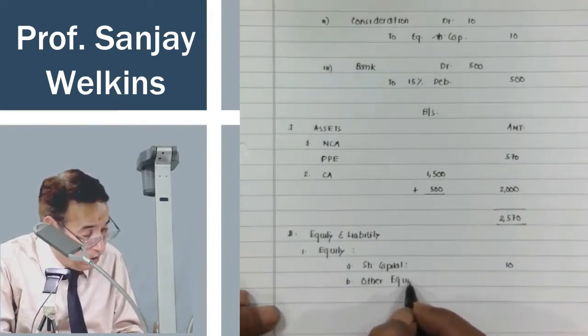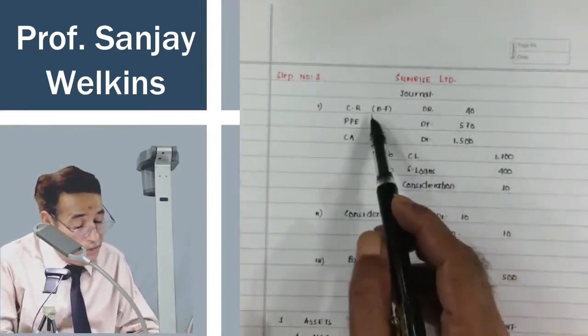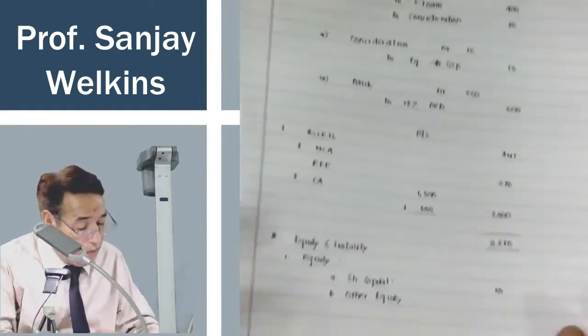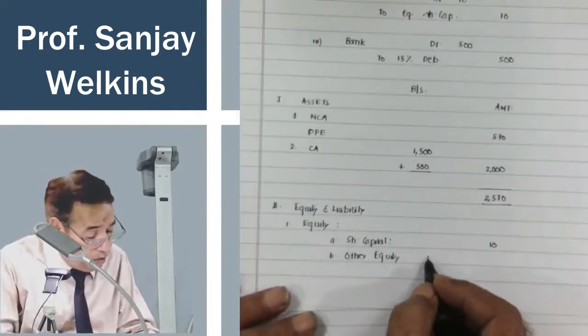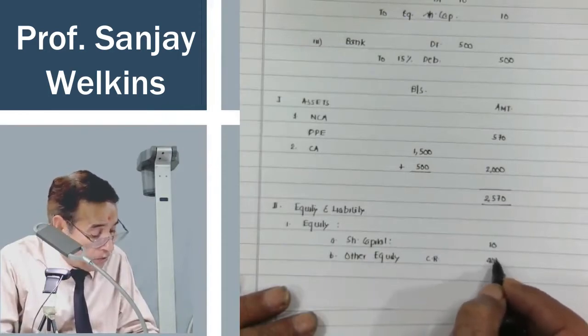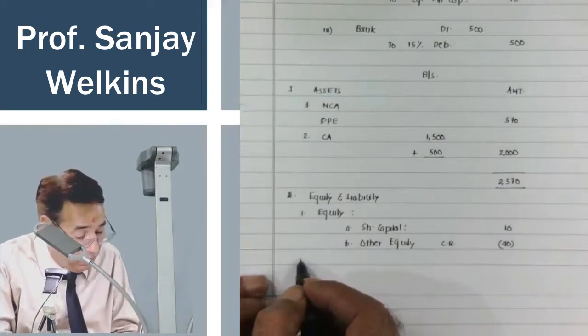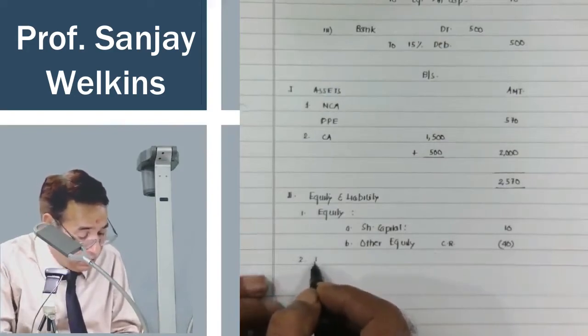As far as other equity is concerned, you have a debit balance of 40 in the form of capital reserve. So you will write here capital reserve, but capital reserve is reflecting a debit balance, 40. Besides that, now you will write liabilities.